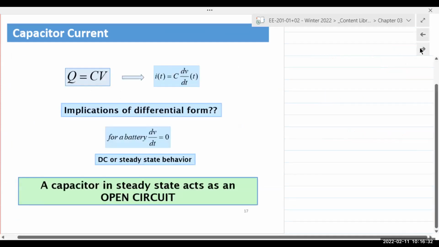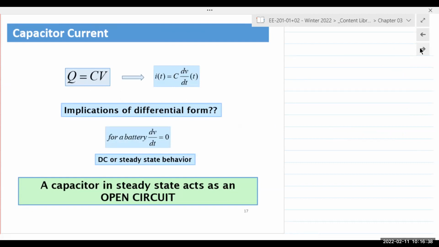Okay. So if capacitor current is the derivative of the voltage, stands to reason if you apply a constant voltage, meaning it's a DC voltage, then the current would be equal to 0. Remember the first couple of slides of the capacitor, I explained how and why a capacitor current would go to 0, right? This is simply the mathematical expression.